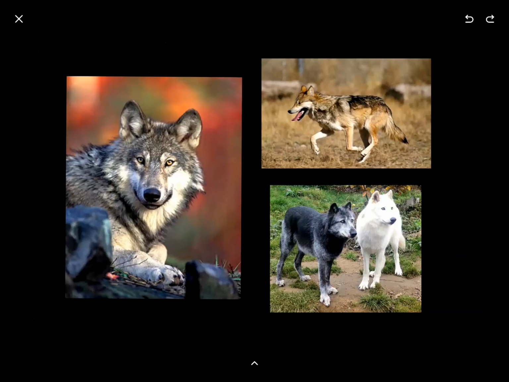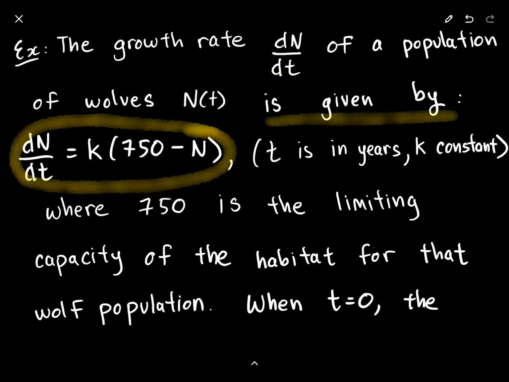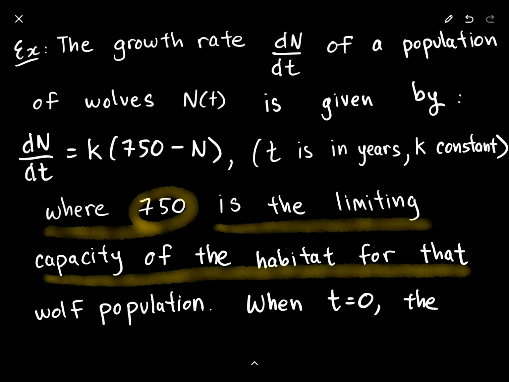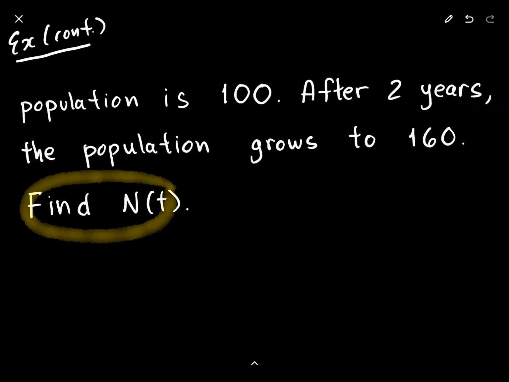The following problem is about the population of wolves in a habitat. The growth rate of a population of wolves n is given by dn by dt is equal to k times 750 minus n. T is in years and k is a constant, where 750 is the limiting capacity of the habitat for that wolf population. When t is equal to 0, the population is 100. After 2 years, the population grows to 160. And the question is to find the population function n of t.